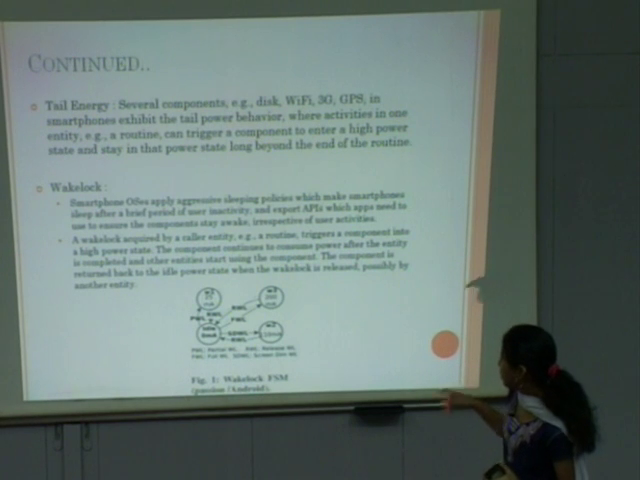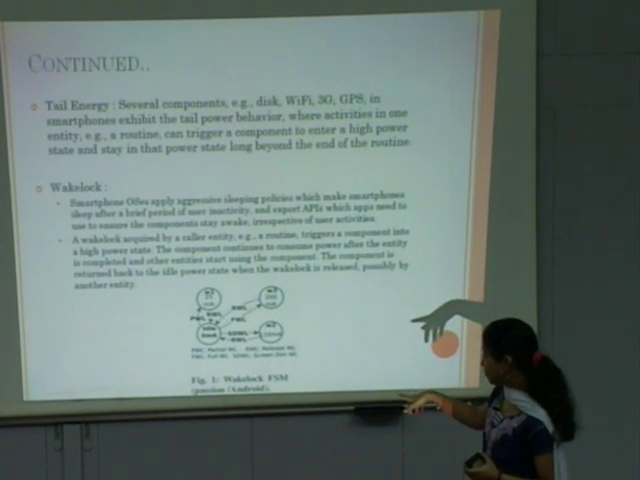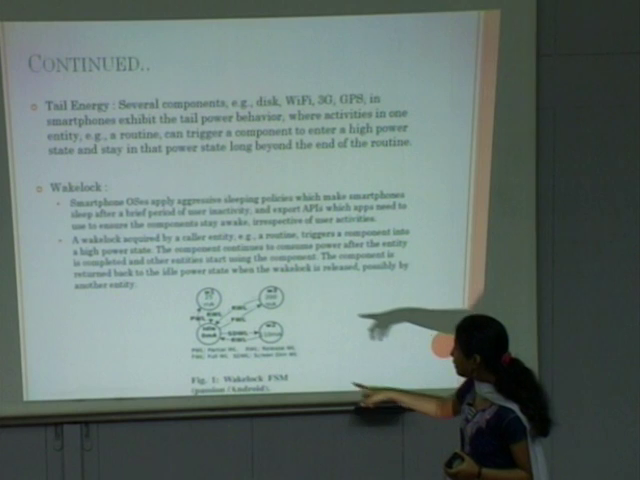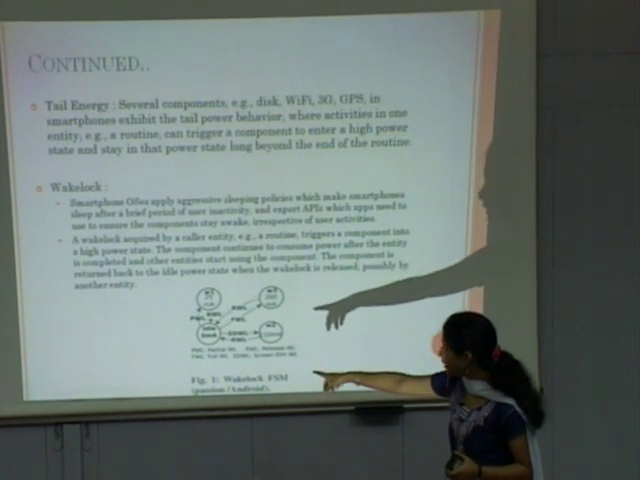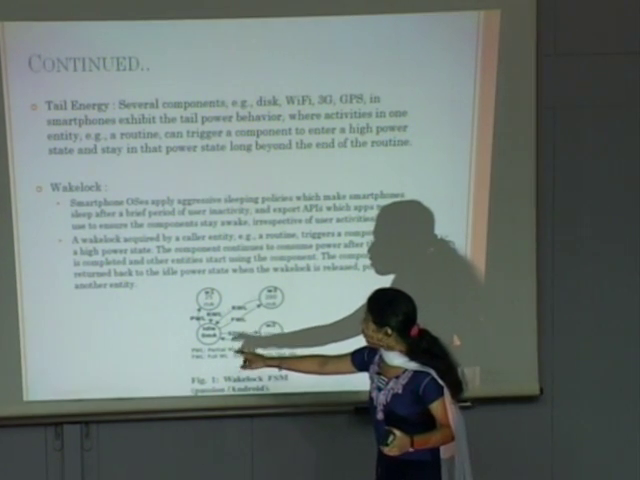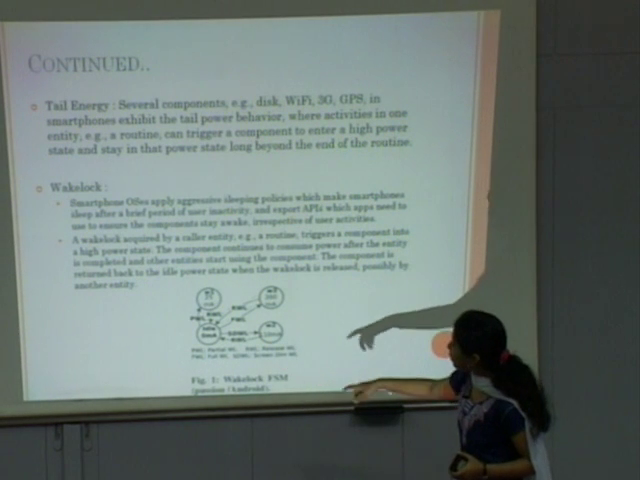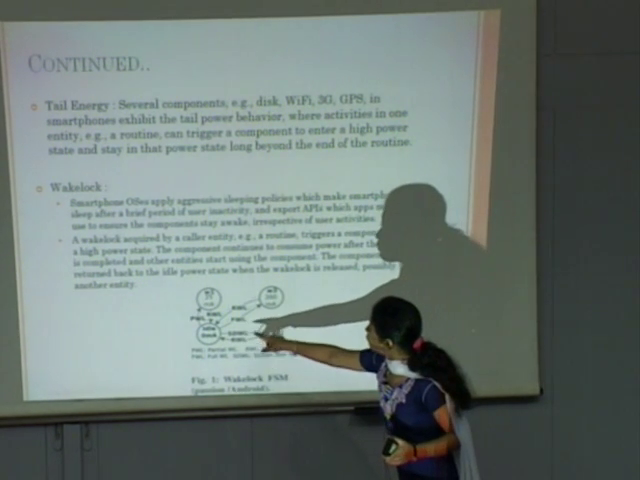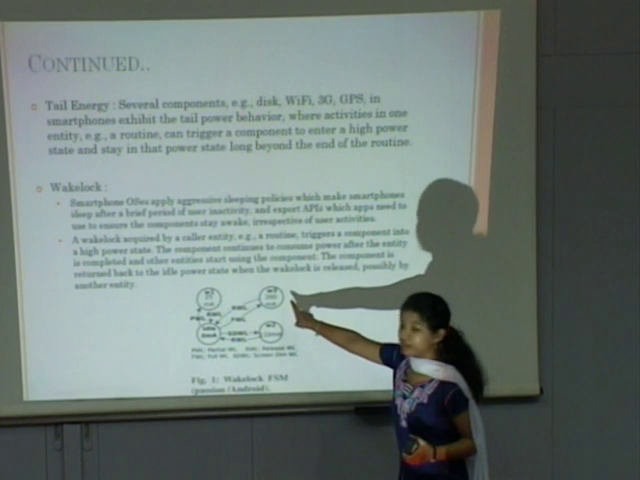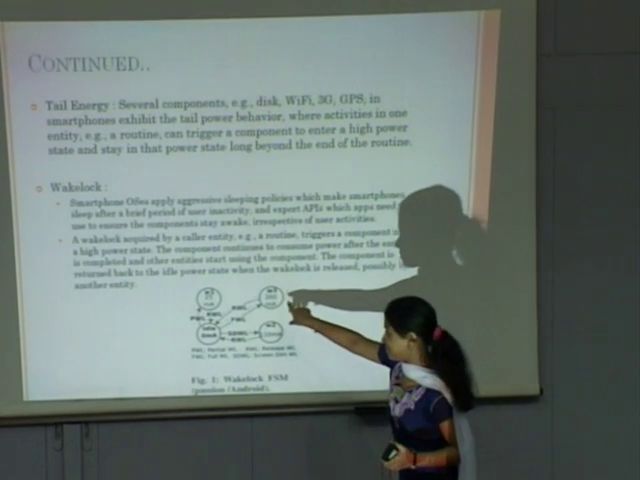Okay, so there is an FSM diagram shown for the wake lock, where initially the device is in the idle power state. Now it will go to the full wake lock when the device is being used, that is the high power state.